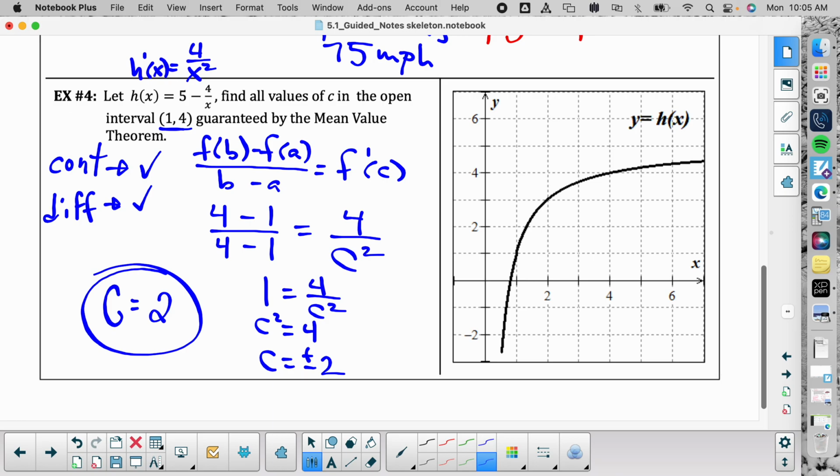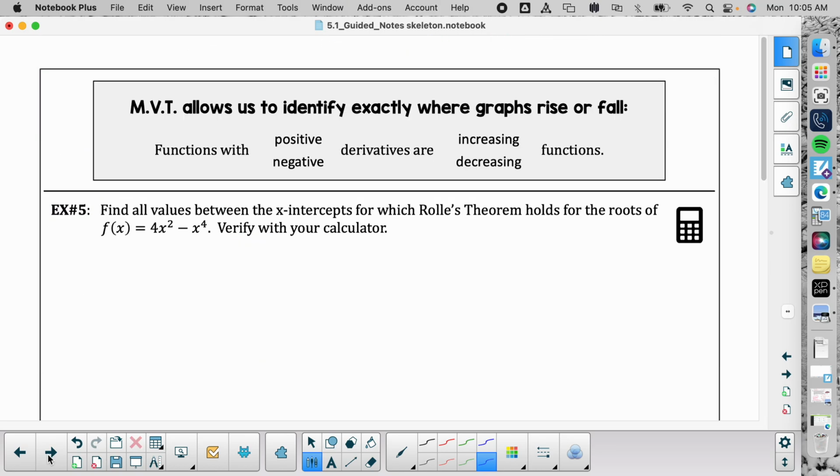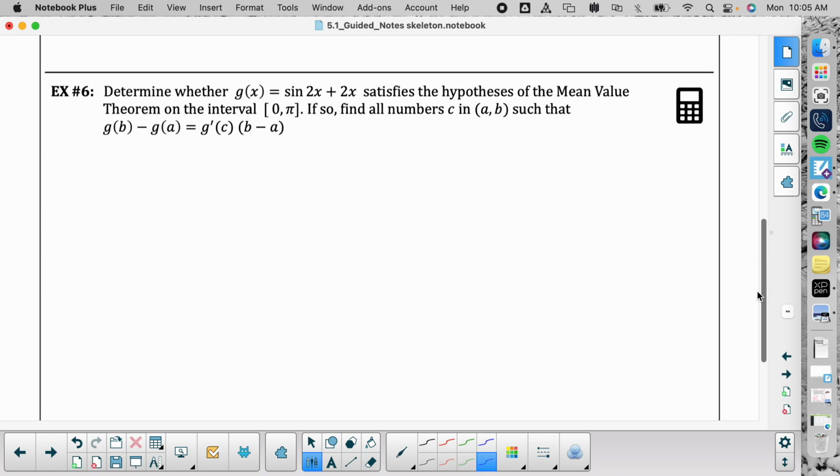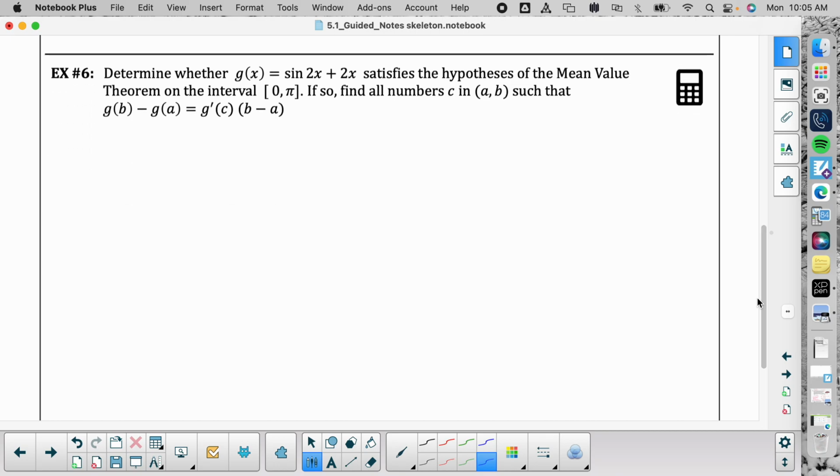I'm kind of torn here because do you guys want me to do a calculator one with you? Do you feel pretty bad about your calculator skills at this point, I take it? Yeah. Oh dear, all right. We'll do a calculator one together. Let's do the trig one, since you guys hate trig too. Where is it? Example 6.